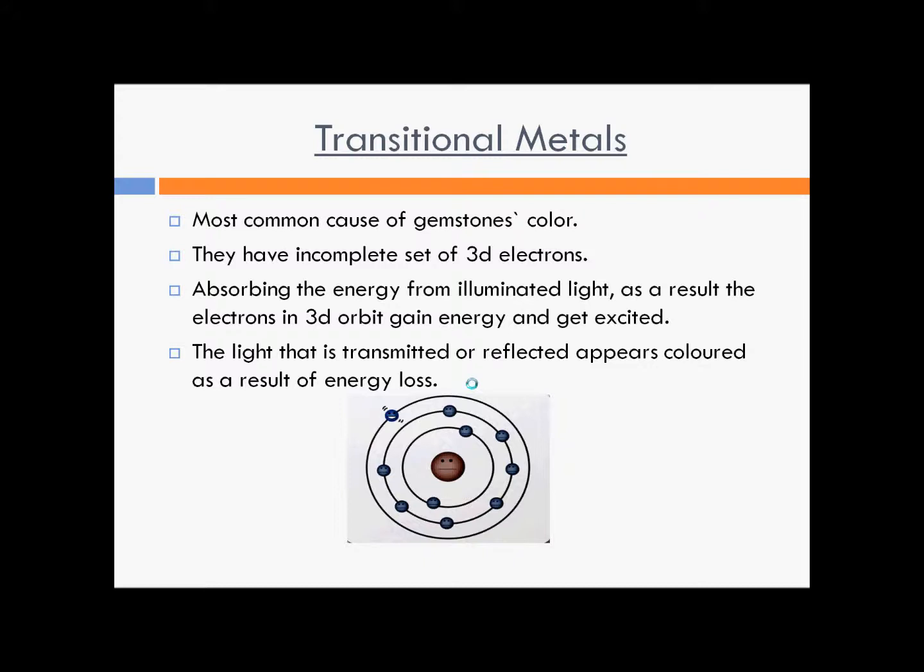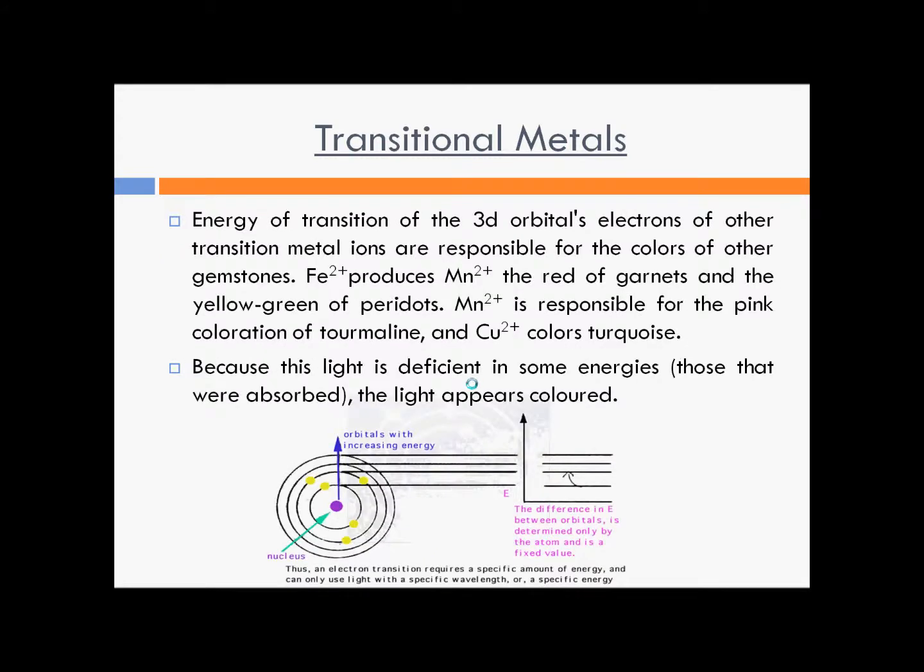When white light passes through a colored gemstone or is reflected by it, some of the energy of visible light is absorbed, causing the 3d electron in the transition metal ion to undergo an energy change. The light that is transmitted or reflected appears colored, because those colors corresponding to 3d electron energy transitions have been absorbed. Because this light is deficient in some energies, those that have been absorbed, the light appears colored.